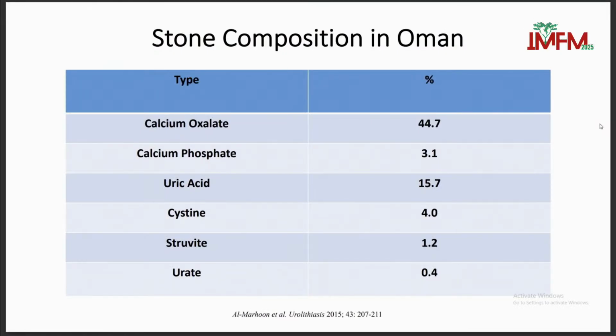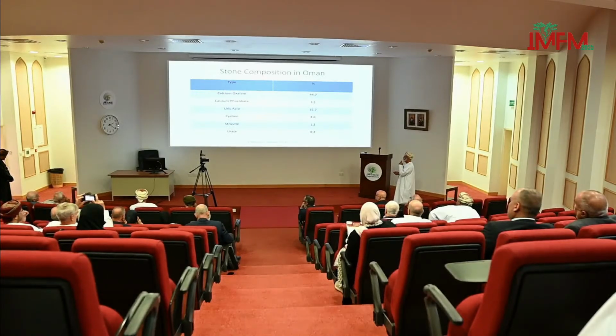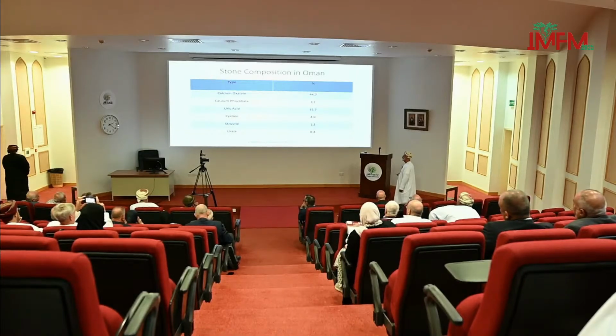In our study that we did in 2015, we looked at the composition of renal stones, and we found that calcium oxalate constitutes around 44.7%, calcium phosphate 3.1%, and uric acid 15.7%. But interestingly, the cystine hereditary stone is around 4% of our study population, which is quite high, because the international figures are less than 1%. So we do have a lot of genetic predisposition for stone disease in Oman.